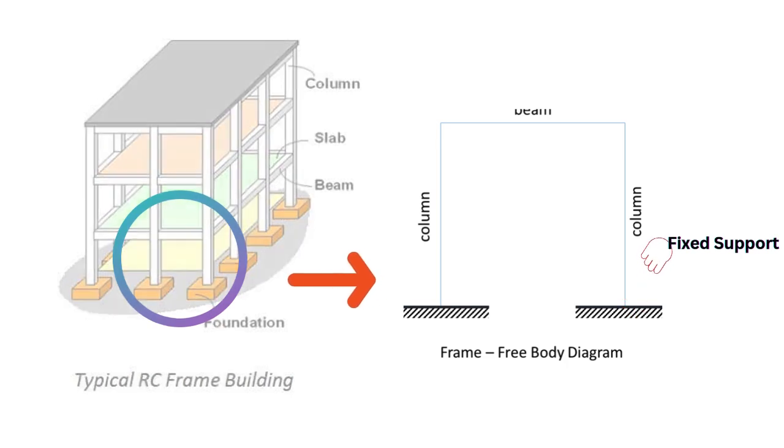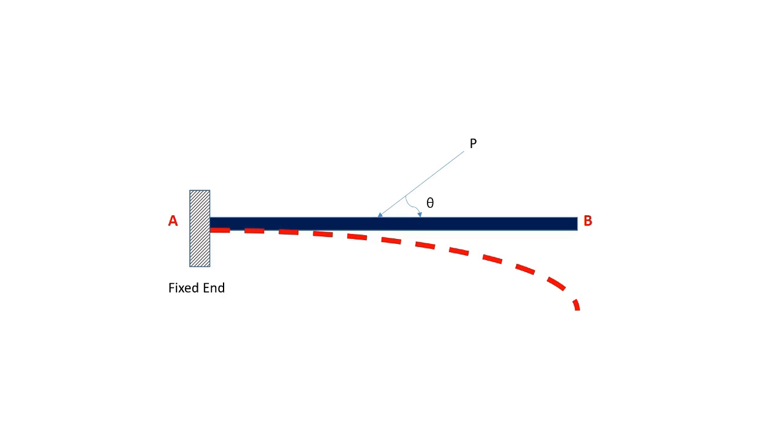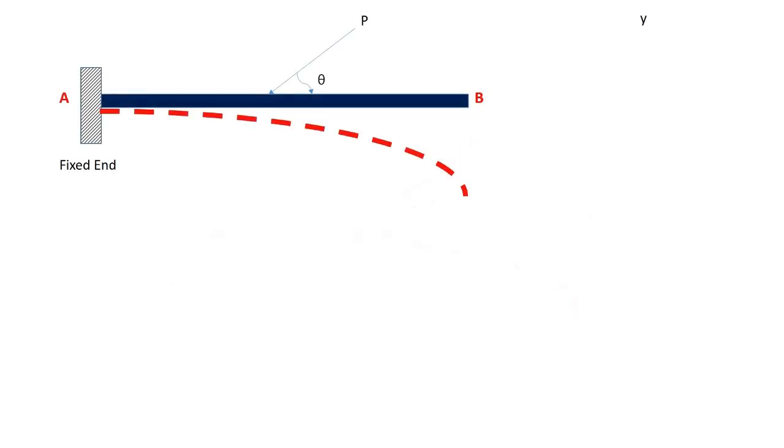For understanding the fixed support in structures, let us consider a cantilever beam AB whose end A is fixed and the end B is free and subjected to an inclined load P at an angle of theta. Now, under the action of load P, the deflection pattern followed by a cantilever beam is as shown in the figure. Now we will concentrate on each end and find out what will be the reactions at the ends or at the supports. Our first area of focus is end B, where the end B is a free end.